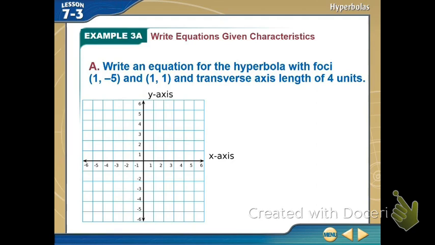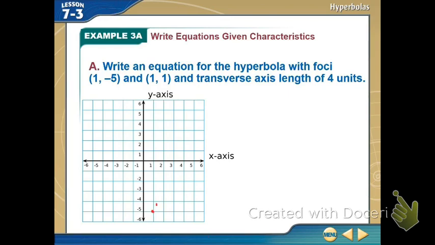All right, so now we're going to practice writing equations. They're giving us some characteristics, and our job is to write the equation for it. My advice for these problems is the best thing you can do is just start plotting things. So, for instance, they tell us that the foci is at 1, -5. So let's plot 1, -5. That's one of my foci.